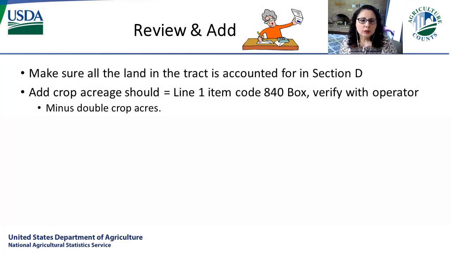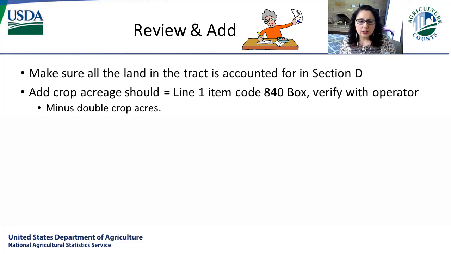Now it is time to review and add the acreage listed in this section and double check that it equals the total item code box 840. If it differs from the figure in the box, then check with the respondent for errors and correct as necessary. Ask yourself these questions. Did they include all waste acres? Did you or the respondent miss a crop? Or perhaps you misrecorded acres for a crop.